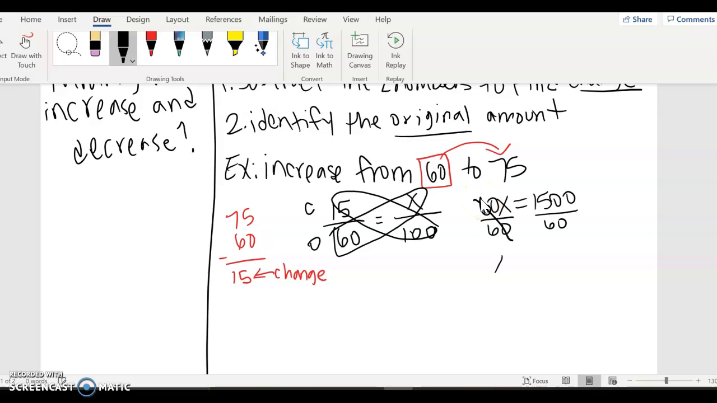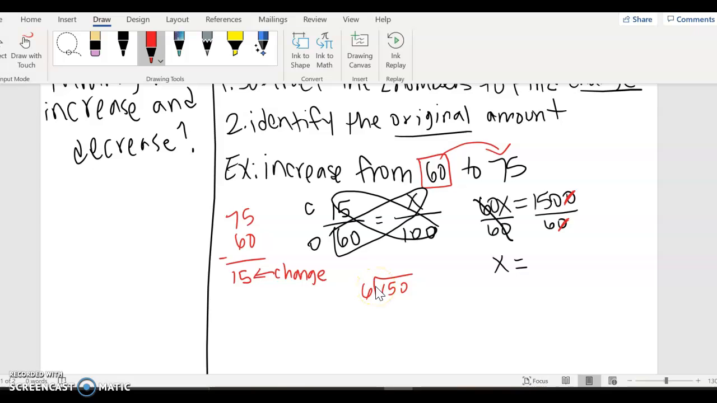These will cancel, leaving us with x. We can make this division a little nicer, and we can get rid of a 0 from the top and the bottom, but then we still have to divide 150 by 6.